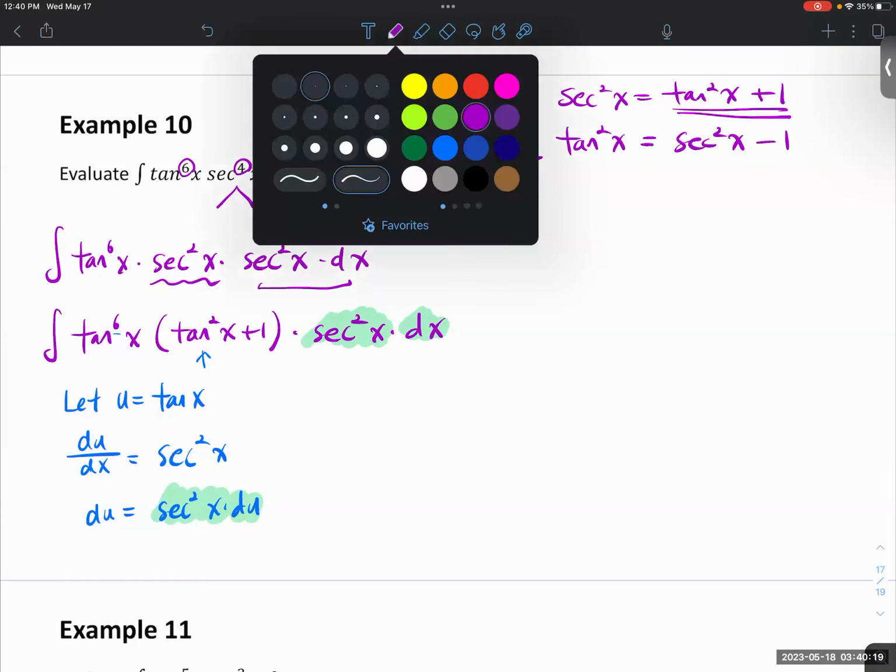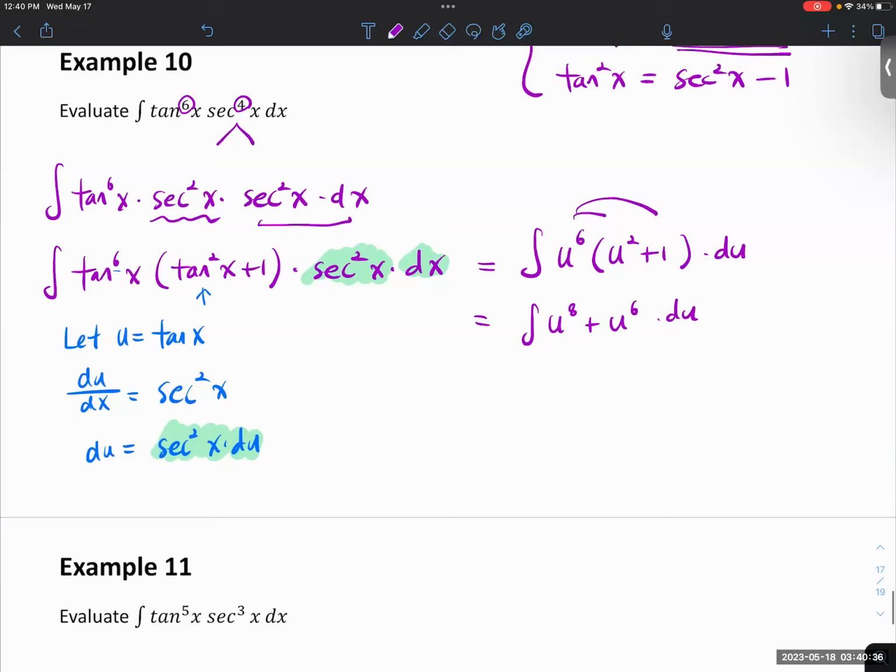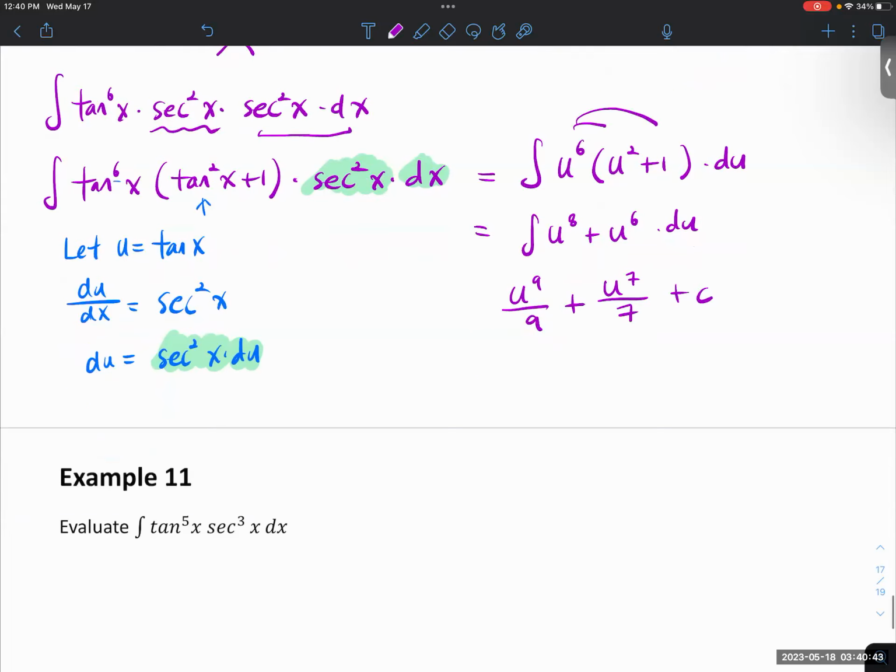We got you. So now we know tangent is u, so u to the 6, u squared plus 1. The secant squared x dx is du. Now we know what's happening. So integral u to the 8 plus u to the 6 du. You're going to take the integral: u to the 9 over 9 plus u to the 7 over 7 plus c. You can go back to the x variable, which is tangent x to the 9th over 9.